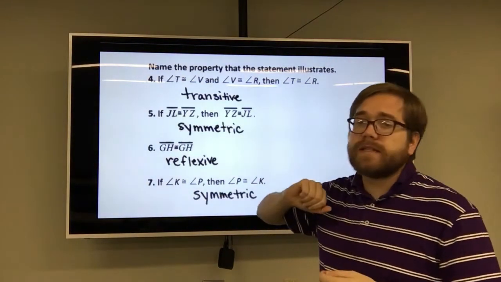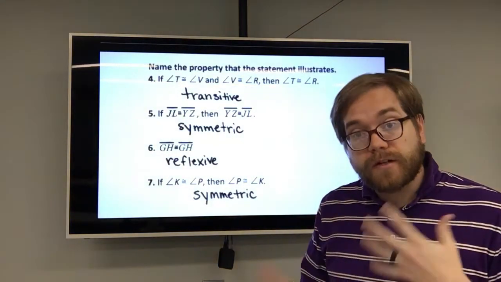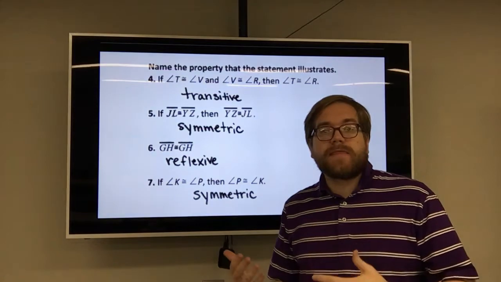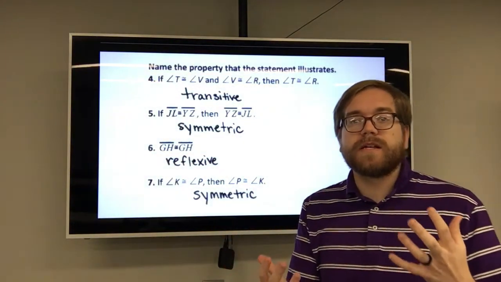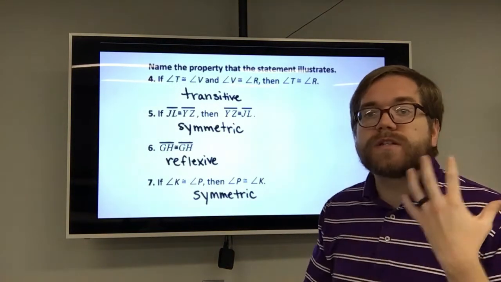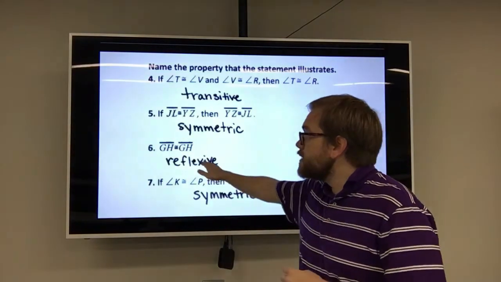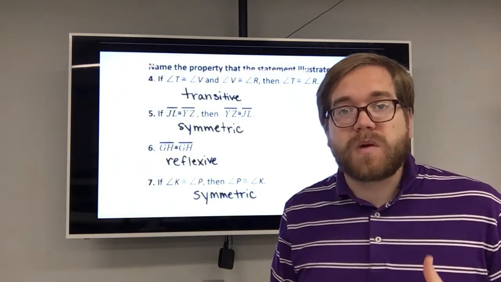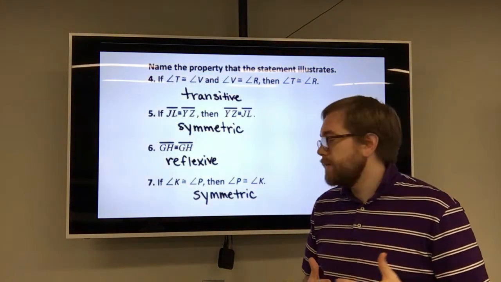Number 5, we see that the segment JL is congruent to the segment YZ. If that's true, then the segment YZ is congruent to the segment JL. That's the symmetric property because it doesn't matter how we write it. We can flip them around and they're still going to be congruent to each other. It doesn't matter which side of the congruent symbol that they're on. Number 6, saying that a segment is congruent to itself, that's the reflexive property. Segment GH is congruent to segment GH.